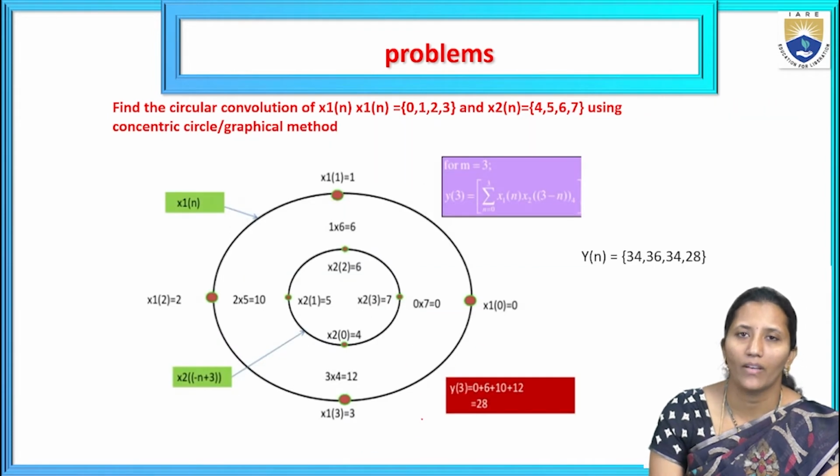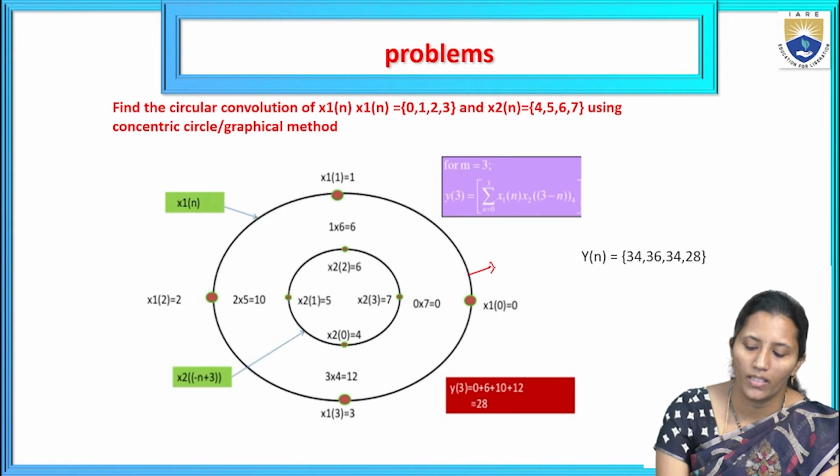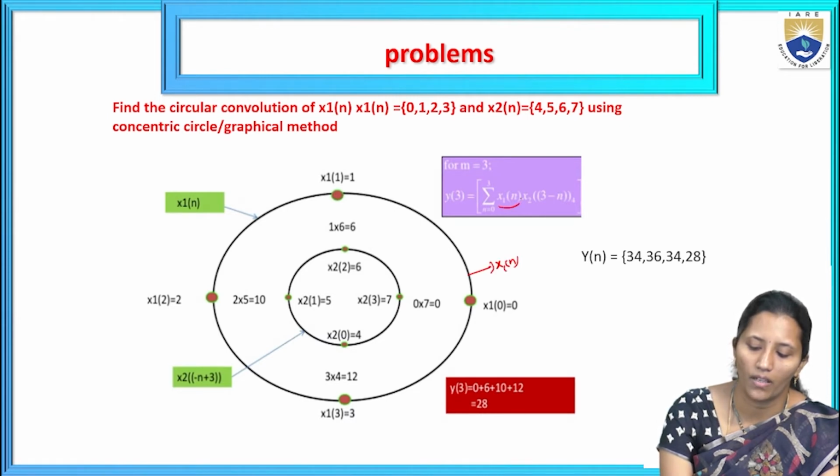To get the y of 3 value, we should not change the position of x1 of n, because x1 of n is common for all the samples.